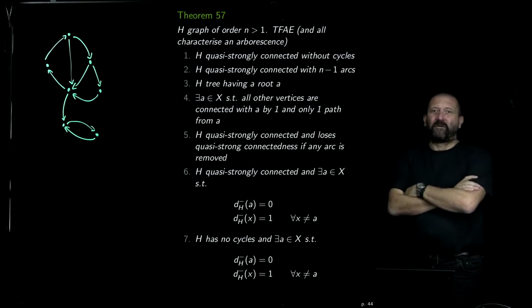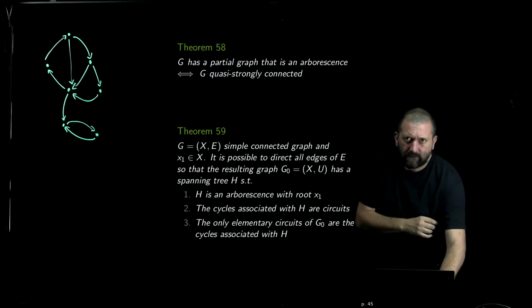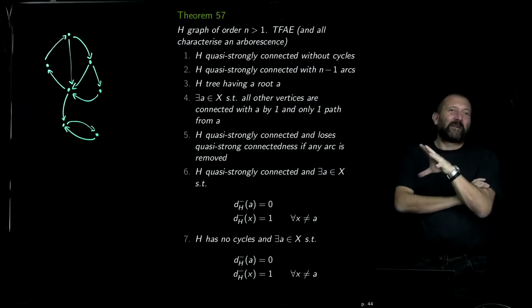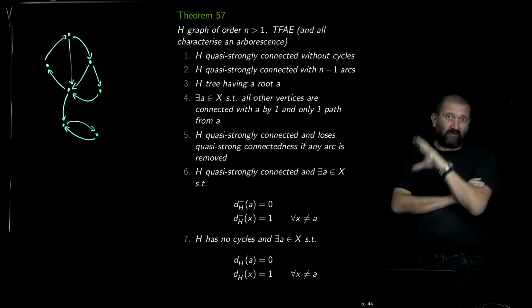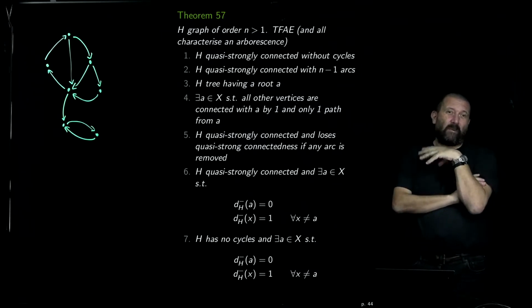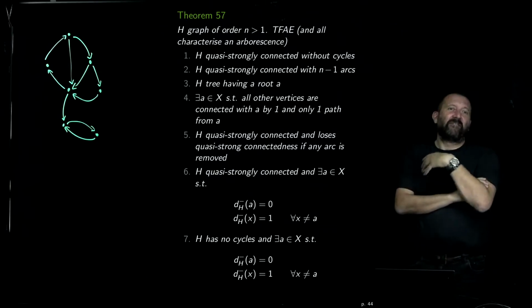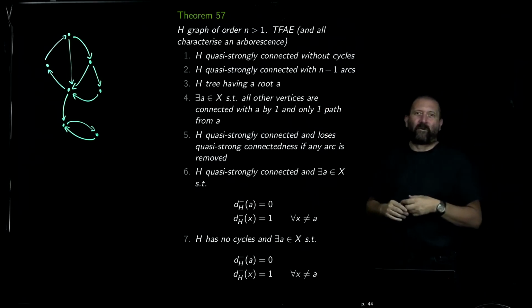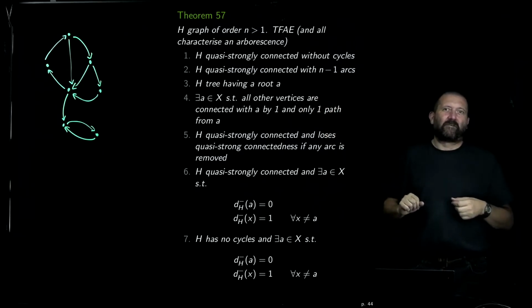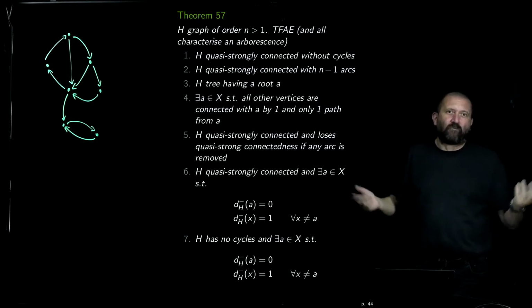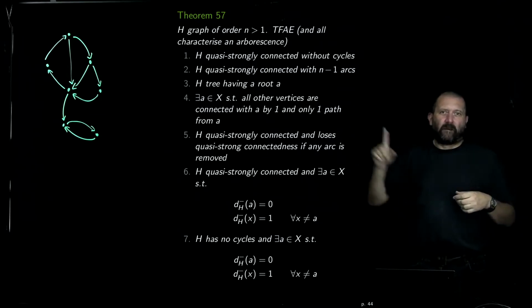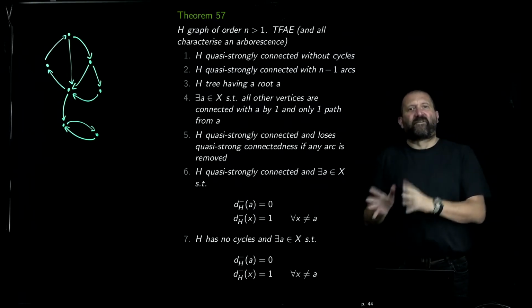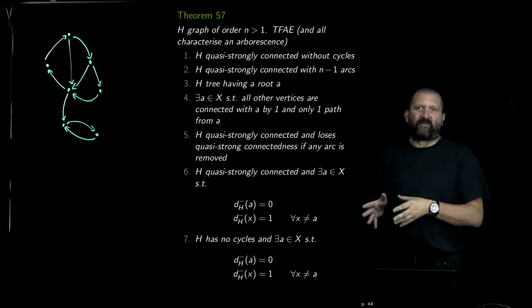Okay, let's look at this theorem. I'm not proving it. So this is the equivalent. If you recall, last time we proved a theorem about trees and the like. So here we have the equivalent for an arborescence. If we have a graph of order 2 or more, the following statements are equivalent, and they're all equivalent to saying that the graph is an arborescence.